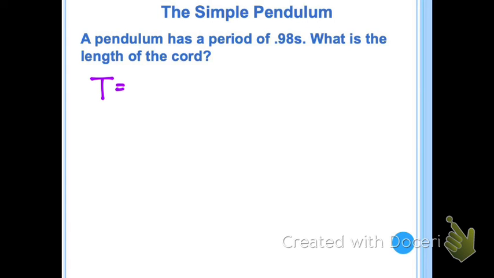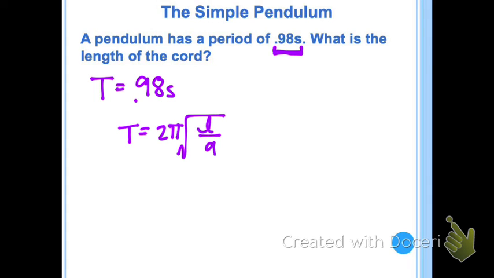So period is 0.98. Sometimes we have issues if it doesn't say period specifically, but we have to remember that seconds tells us it's period. Without that label, sometimes people mix that up. So I'm going to start with T equals 2 pi square root of L over G, I think is the equation for that. And I'm solving for L. I guess I should just use a capital since that's what I gave you. I don't know why I don't do that, but it's just what I'm used to.